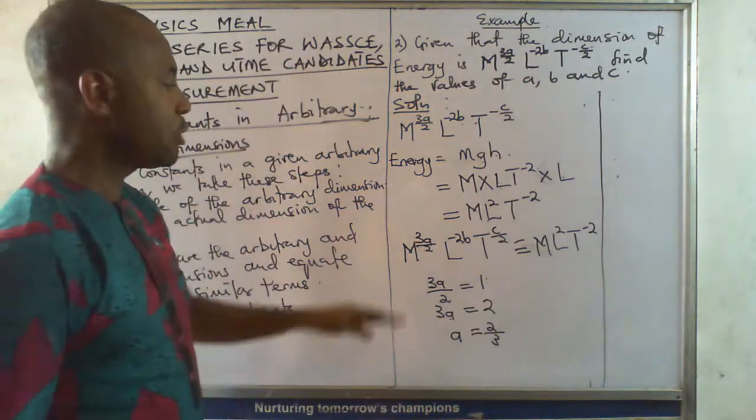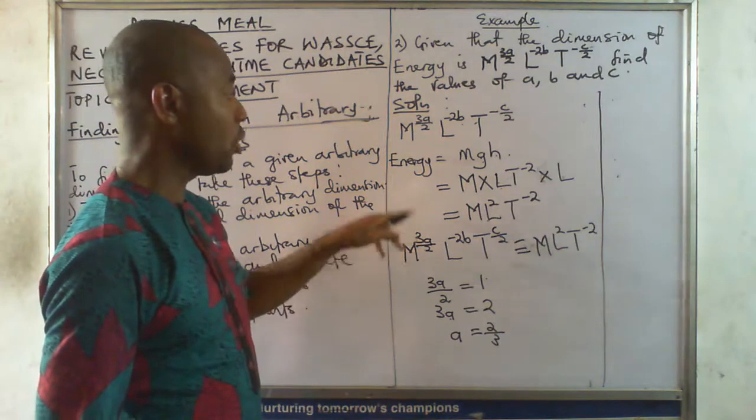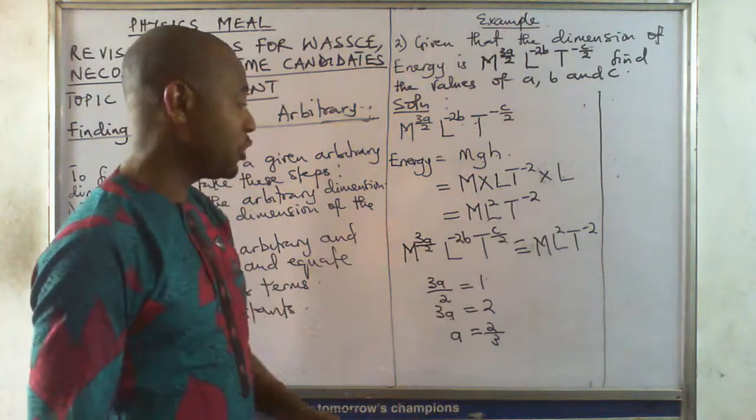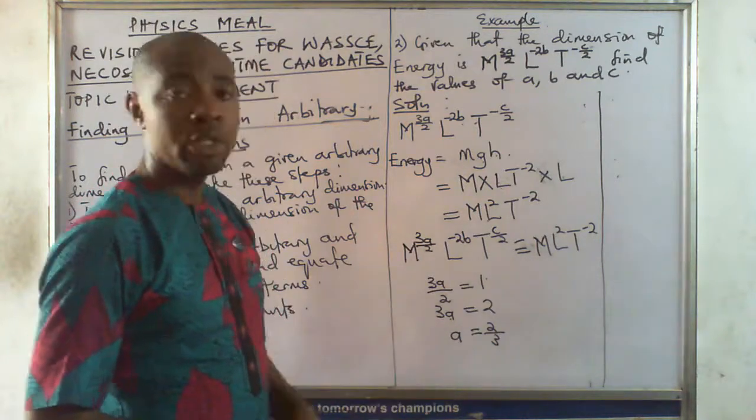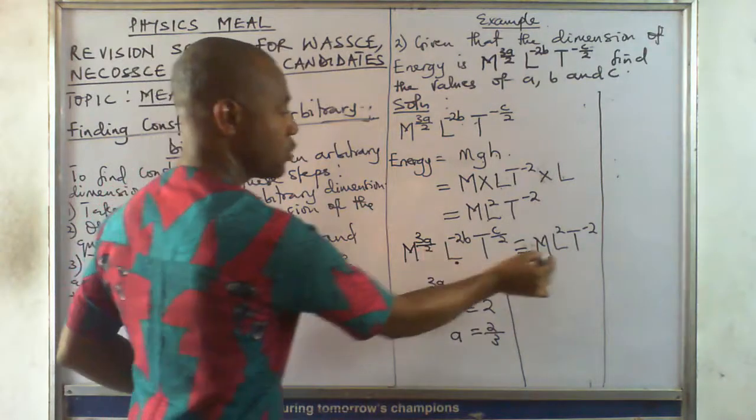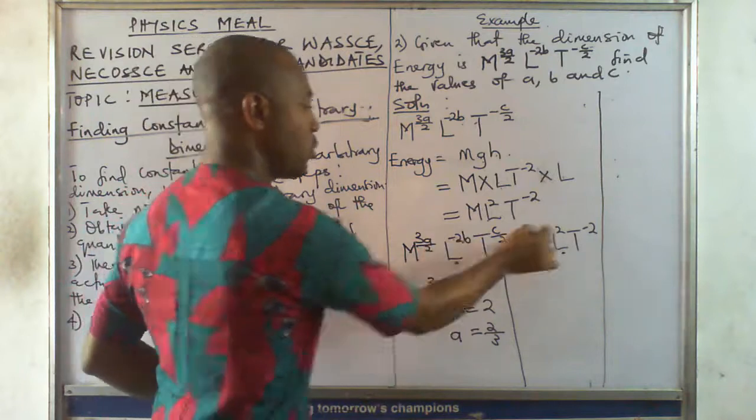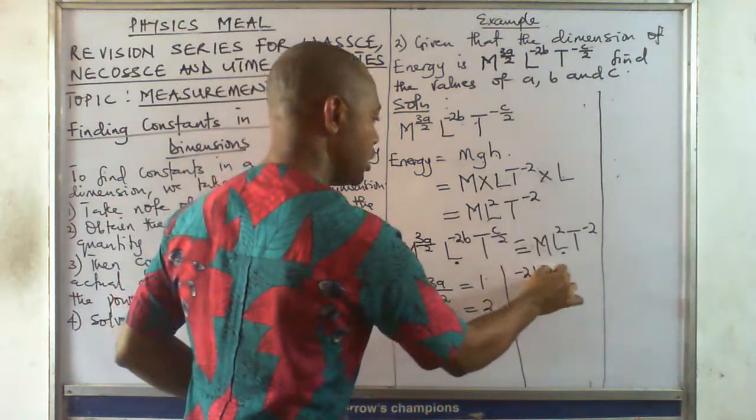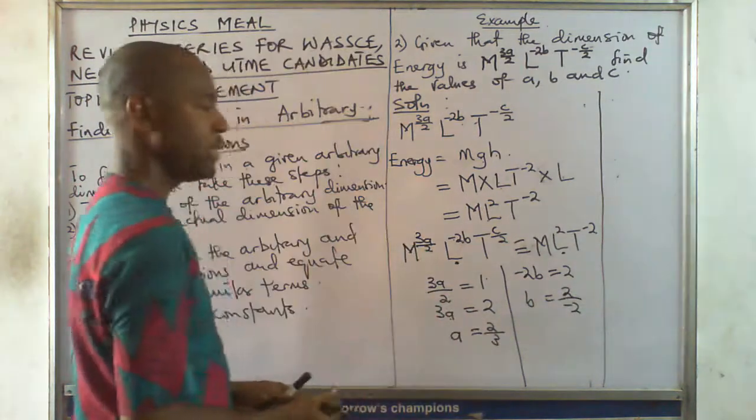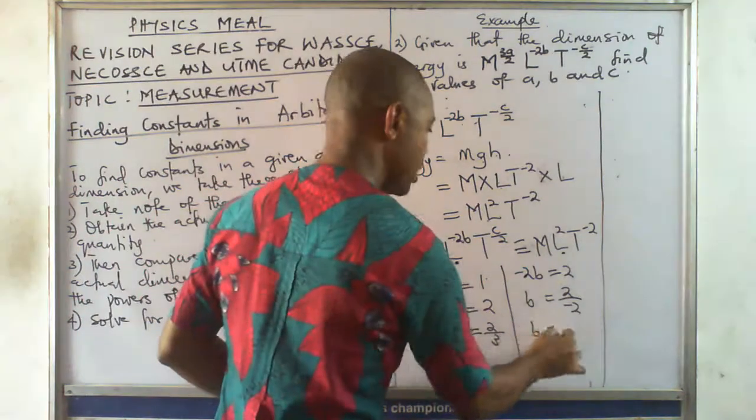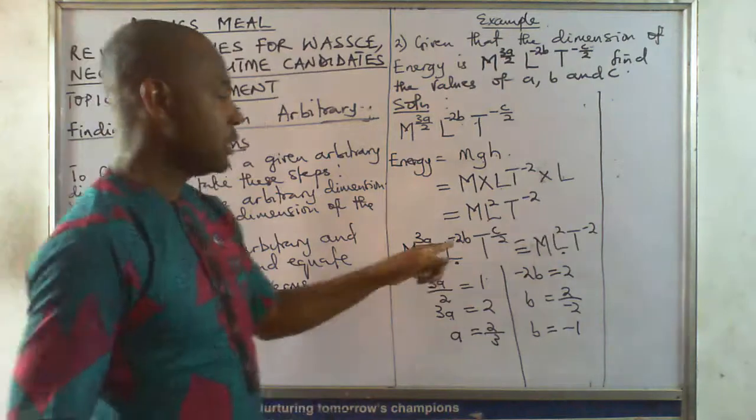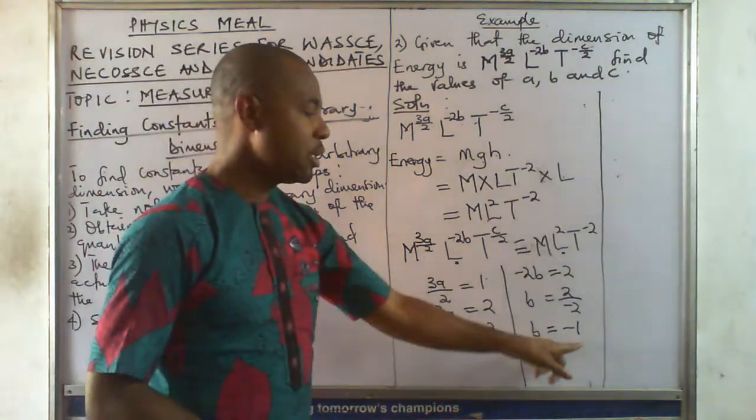So this will actually be the dimension of what? Energy. No, it's arbitrary, but if we want to convert it to the actual dimension now, it means that this a must be 2 over 3. Then we do that for b, this to this now. What we have as the power, equate the powers, we have minus 2b is equal to 2. So b becomes 2 over minus 2. That will definitely give us b equals minus 1. So if this is going to be the dimension of energy, it means that b will be equal to minus 1.